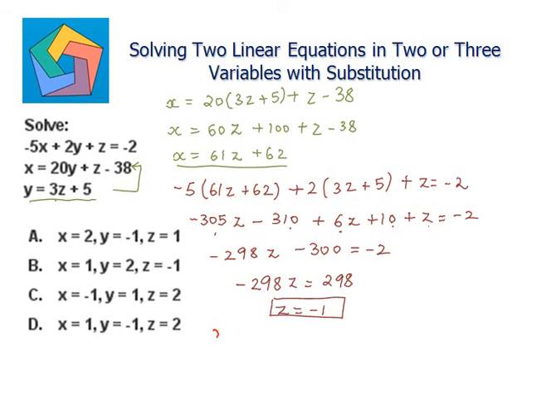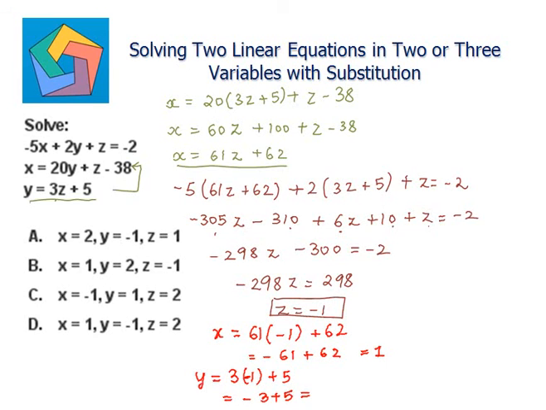So my x is 61z plus 62, that's 61 times minus 1 plus 62, minus 61 plus 62, that's 1. And y is 3z plus 5, that's 3 times minus 1 plus 5, minus 3 plus 5, that's 2. So x is 1, y is 2, and z is minus 1, which is the answer in the B part.